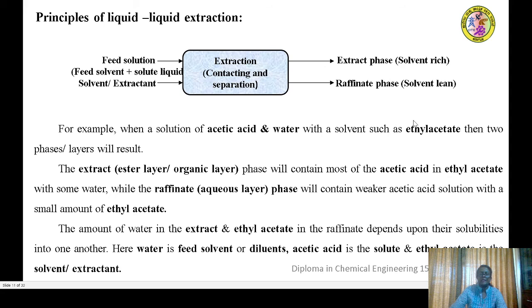So in this particular example, water is the feed solvent, which is also called the diluent, as I mentioned previously, and acetic acid is the solute liquid. Okay, this is the one which is getting transferred in the operation. Then ethyl acetate is the extraction solvent, so it is called a solvent or extractant.